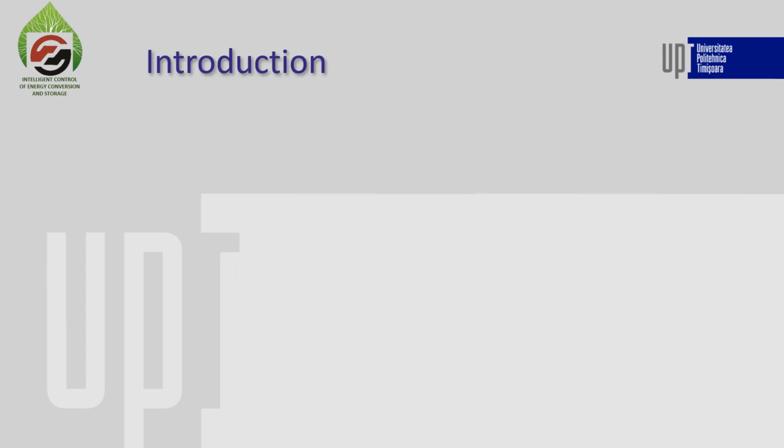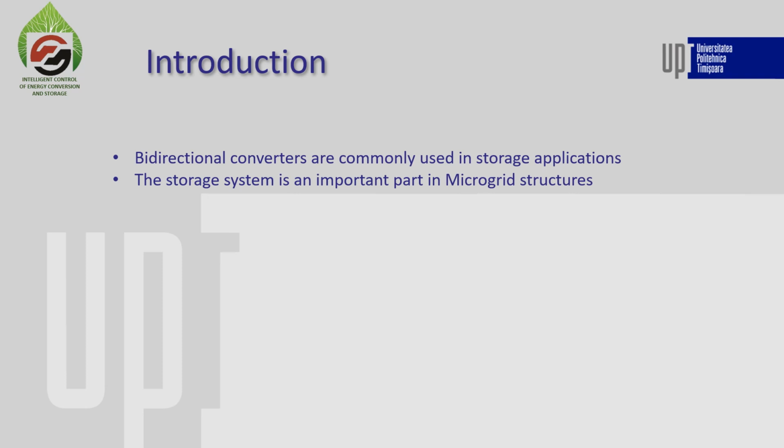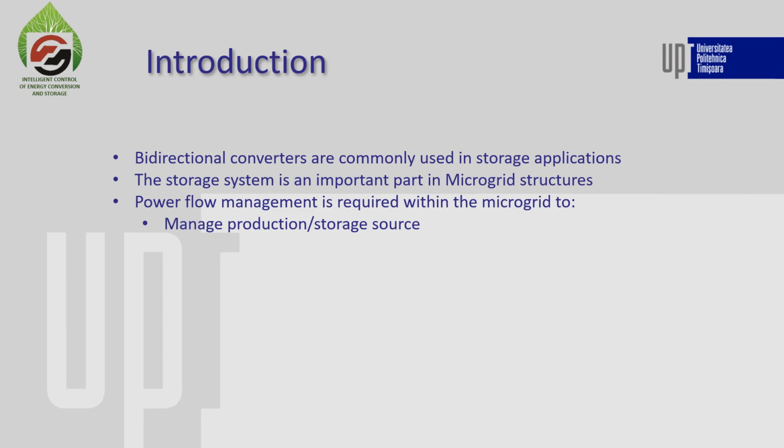Many applications for bidirectional converters are for storage purposes in renewable energy applications, which are usually integrated in microgrid structures. A means of managing the power flow within the grid by controlling the converter is required in order to manage the source of production or storage, to reduce energy costs, to increase efficiency, or to increase reliability. Hybrid converters are especially useful for supercapacitor storage applications. Therefore, the focus of this presentation will be on supercapacitor storage strategies.